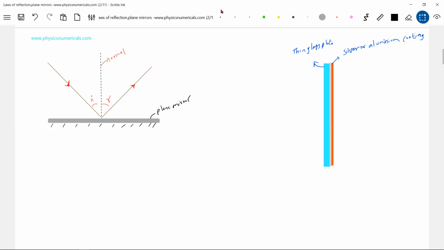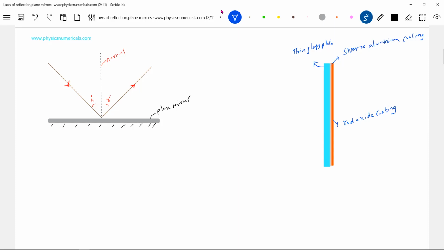Now, what is the reflector? The reflector is a thin glass sheet. Why is the thin glass plate taken? Glass is a transparent material. The silver or aluminum layer is the reflector. To avoid scratches on the silver or aluminum layer, we go for a red oxide coating. Okay, this is what our plane mirror will look like.